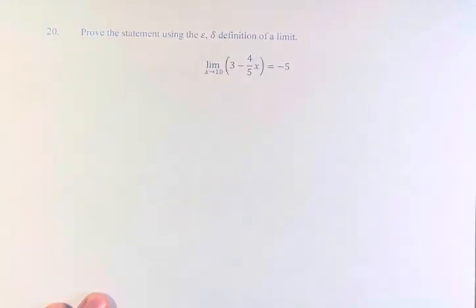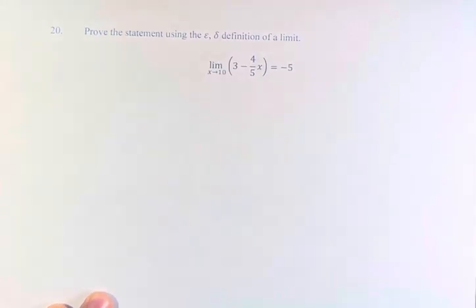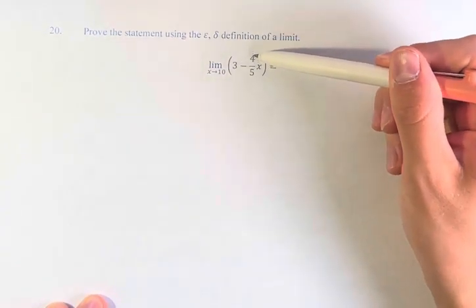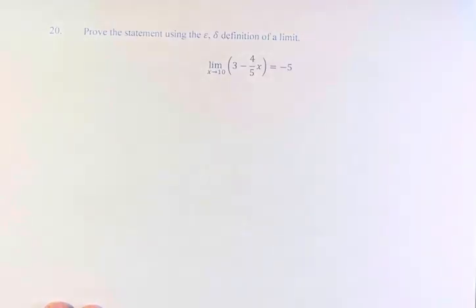In this problem, we're asked to prove the statement using the precise definition of a limit. We have the limit as x approaches 10 of 3 minus 4/5 x is equal to negative 5.